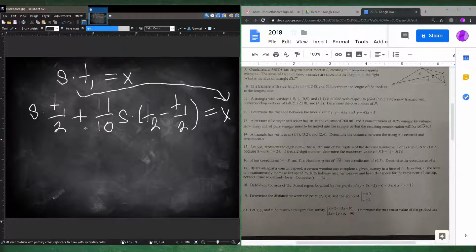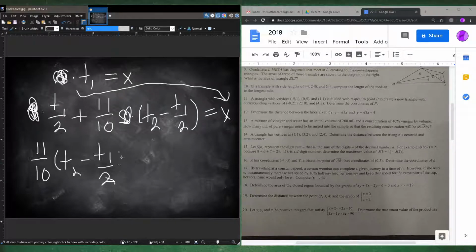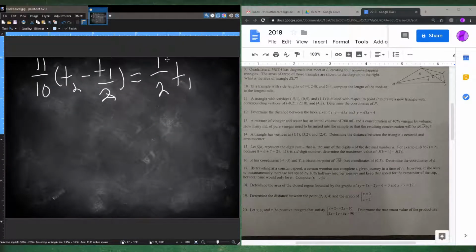Just a simple substitution. And then you see that everything has s. So you could cancel out the s. So divide s from both sides. Right? And you're left with this. And then you have t1. And this is a 1/2 of t1. So just 1 of t1 minus 1/2 of t1 is just 1/2 of t1. So you have 11 over 10 times t2 minus t1 divided by 2 is equal to 1/2 of t1, right? Okay, we don't need this because we're basically just simplifying now.